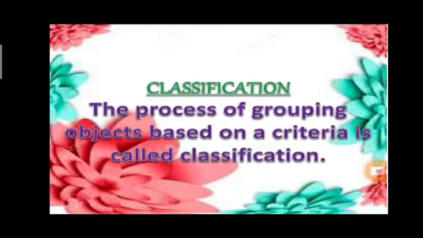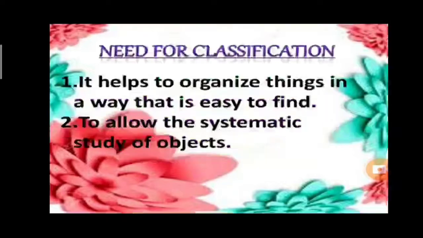For example, we arrange our clothes in one section and we arrange our stationery things in a different section. Again, we arrange different clothes in different types of sections and we arrange different stationery things in different sections so that it can be easy for us to find a particular thing.